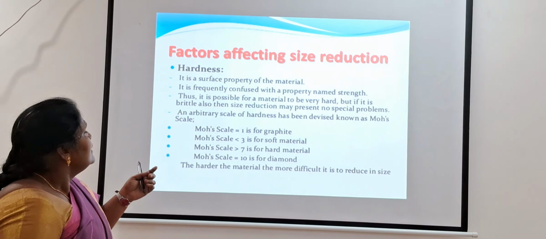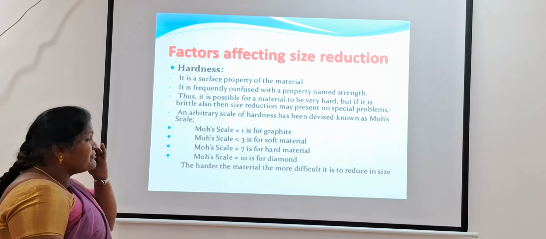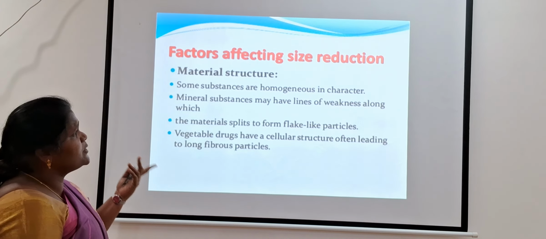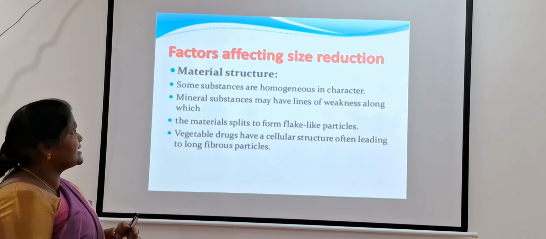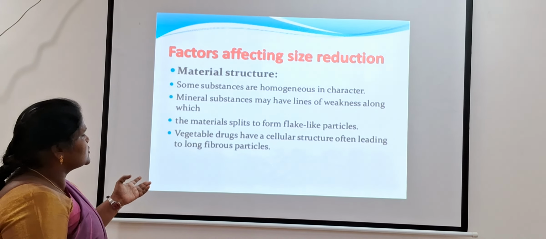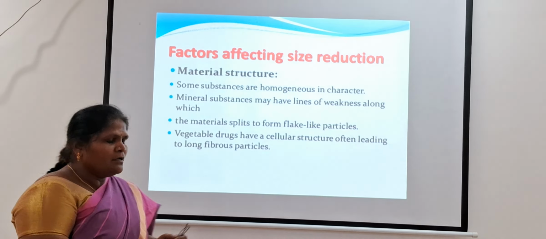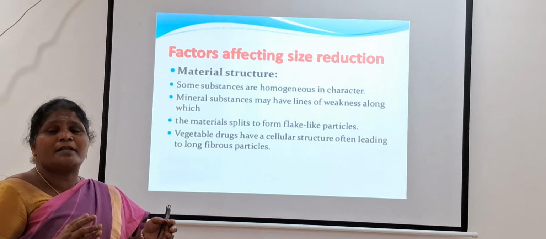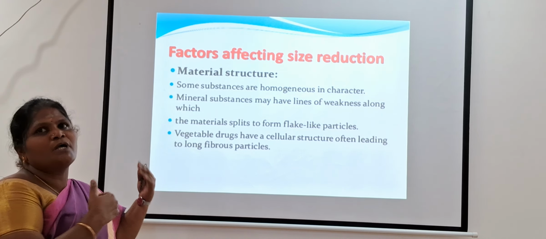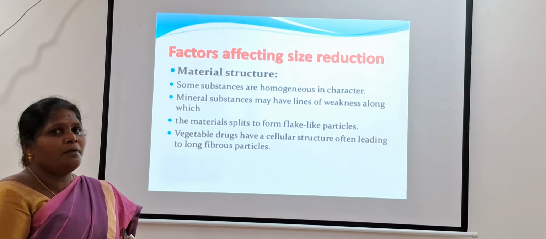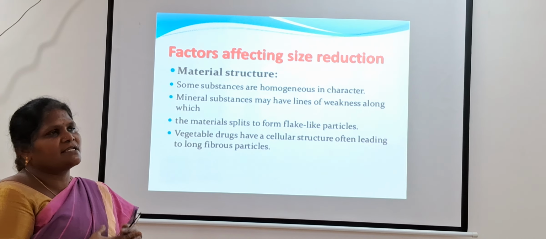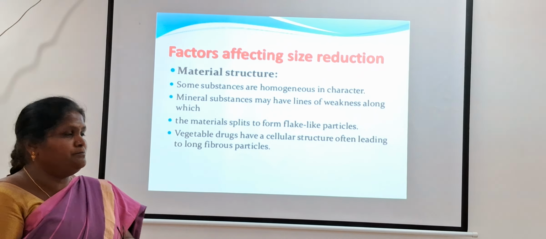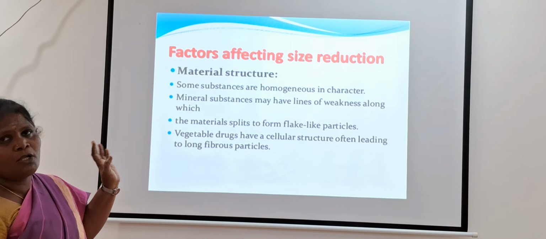Next one is toughness. And then material structure. Material structure means some substances are homogeneous in character, and some particles are long and fibrous. Size reduction of fibrous particles is very tough compared to particles that are homogeneous in nature, because for fibrous structured particles only a limited number of mills are available, compared to homogeneous particles.